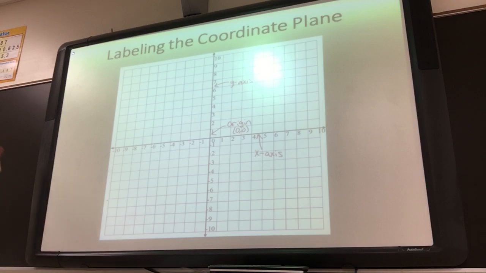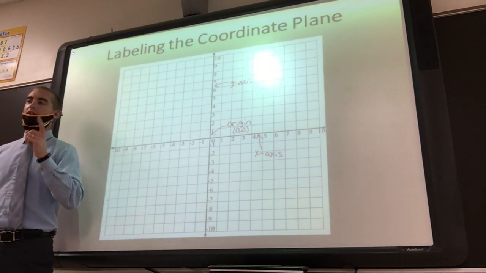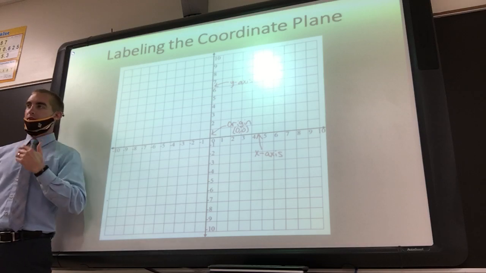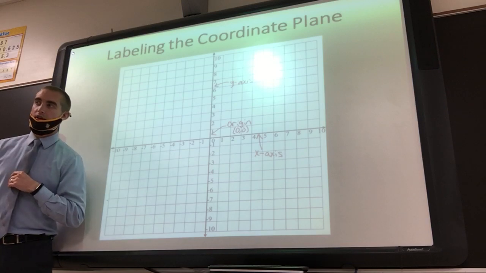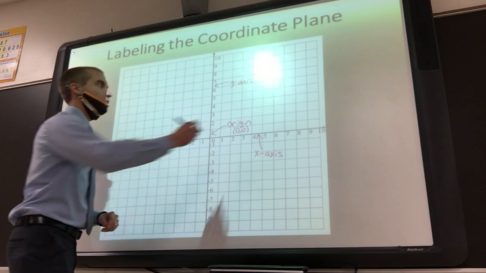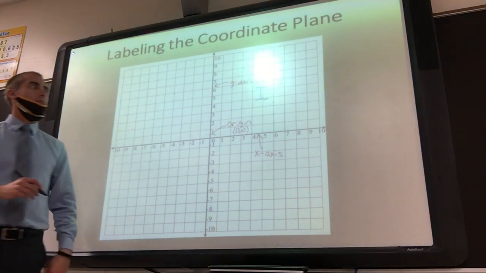So let's also label our quadrants. So anybody know where quadrant 1 is at? Quadrant 1. Tell me up, down, left, right, basically. Taylor? Top right, yes. And we use Roman numerals to label the quadrant. So quadrant 1, we'll write it like that.